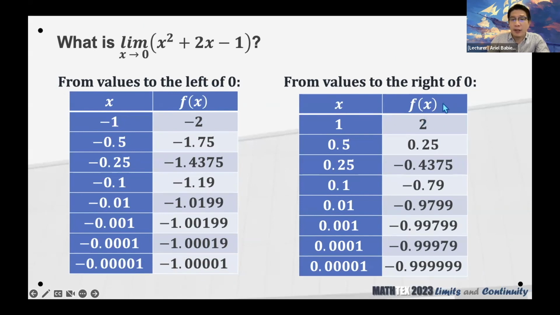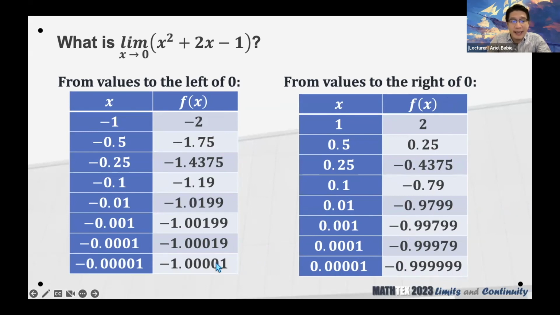You look at the table on the right-hand side, starting with 2, -0.25, and so on and so forth. At 0.0001, the function value is 0.99999, and so on. And of course, you can continuously make the values of x nearer and nearer to 0. And as you will see here, we can also observe the same behavior. From the left of 0 and from the right of 0, the function values approach -1.